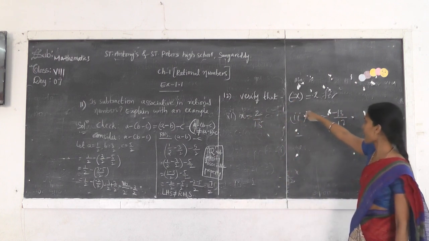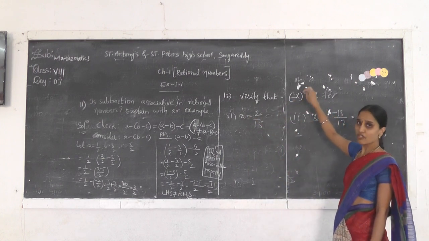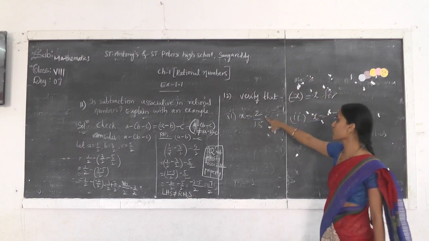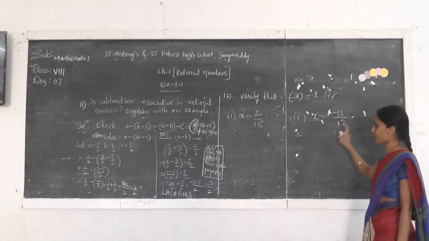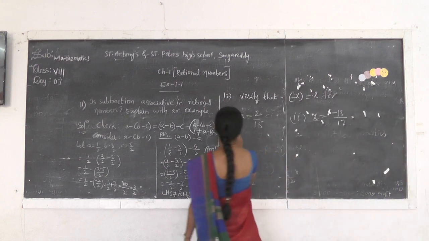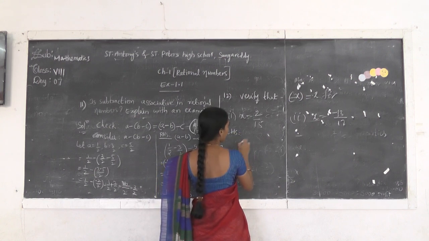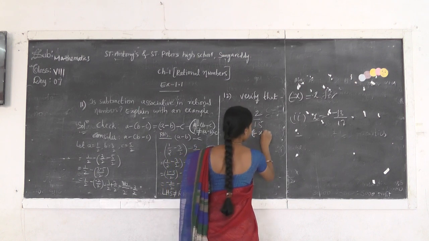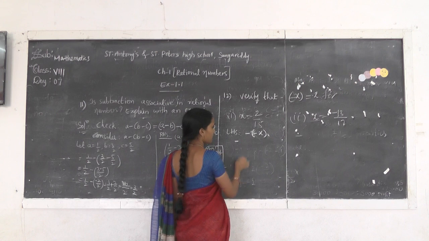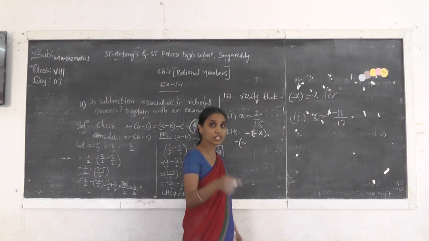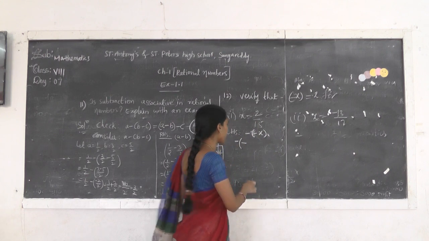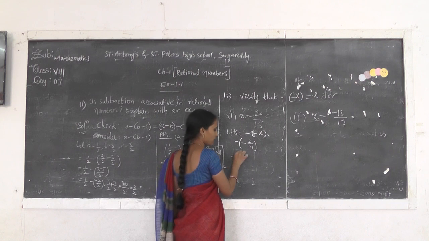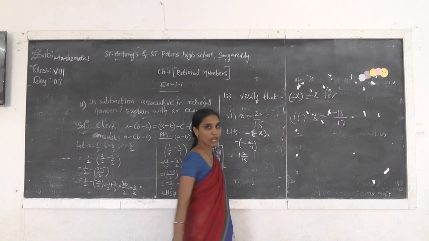Verify that minus of minus x is equal to x. Verify, in the sense, we should prove LHS is equal to RHS. Here they mention the x values: x is equal to 2 by 15, and one more x is equal to minus 13 by 17. First consider the LHS. What is the LHS? Minus of minus x. In the place of x you will write the x value, which is 2 by 15. Now open this bracket. Minus into minus will become plus. The answer is plus 2 by 15.